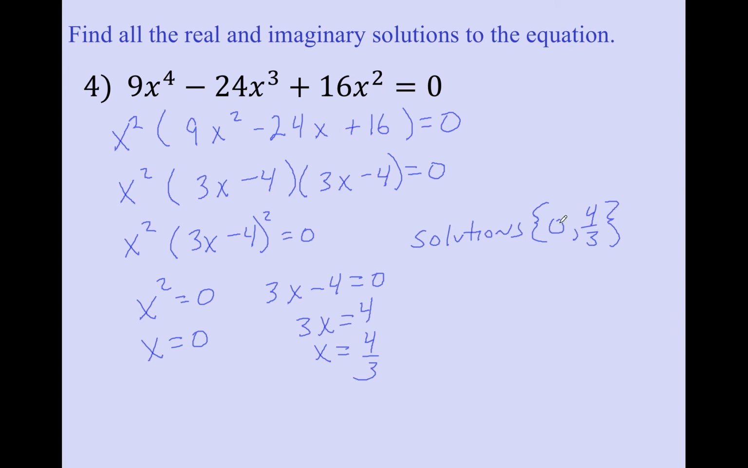Okay, so there's only two distinct numbers, but there should be 4 solutions. However, this one happened 2 times, and this one happened 2 times. Okay, so just 2 distinct numbers, but there are 4 solutions. All right, it's like 3x minus 4 equals 0, 3x minus 4 equals 0, but you're not going to write it out twice.